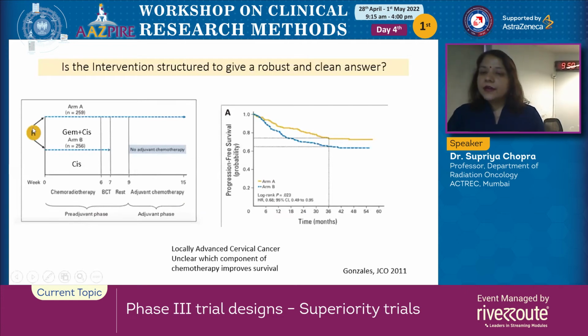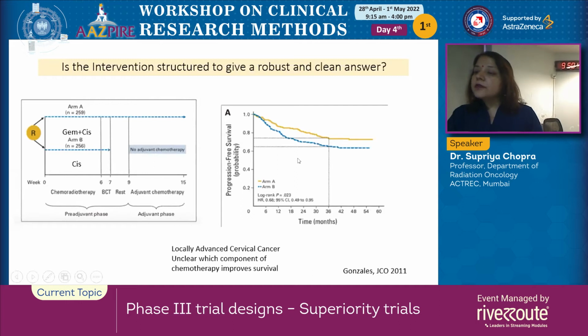Why? Because here you see they have locally advanced gynecological cancer, and they want to test if adjuvant chemo is better. So normally patients will get chemoradiotherapy. So they designed this trial, a 2-arm randomized trial, and in one arm patients get adjuvant chemo and in another no. Excellent, right? Perfect. But where they messed up is when they were giving concurrent chemo, one arm receives cisplatin and the other gem plus cisplatin.